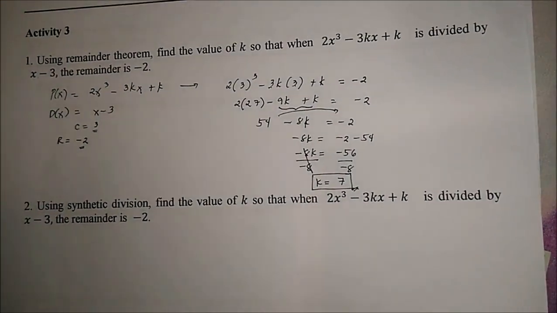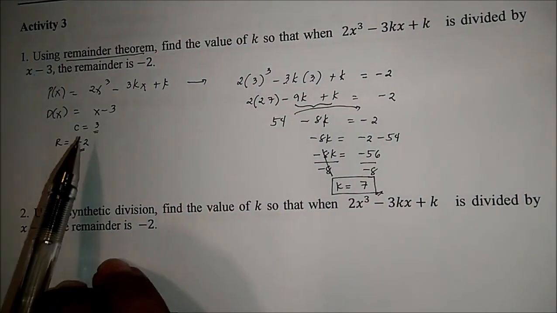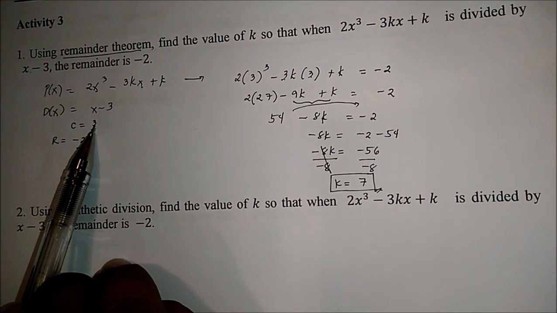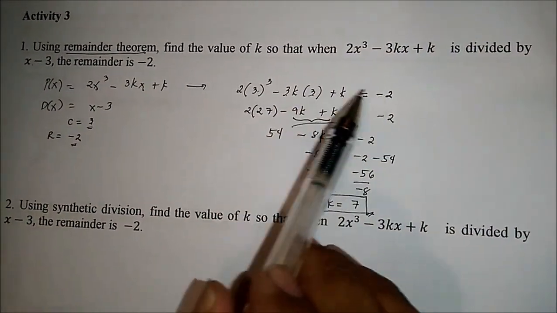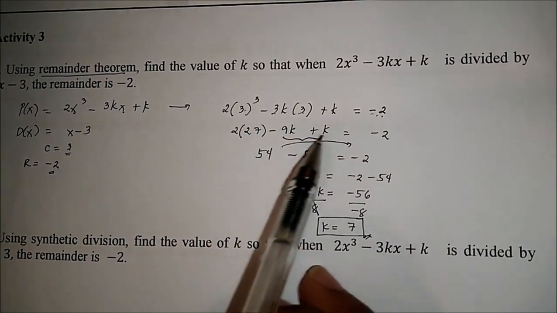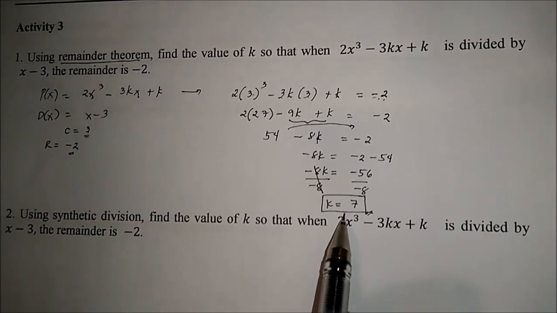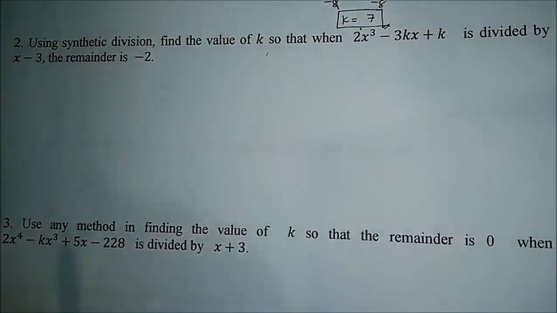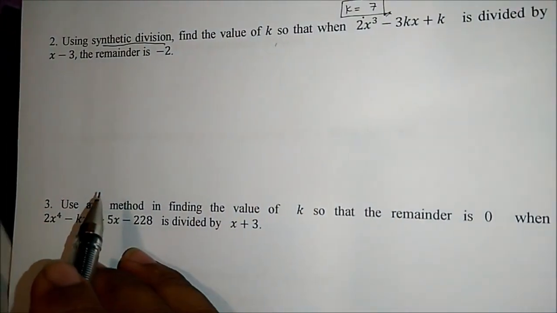That is using remainder theorem. No? So madali lang. So yung c, yung synthetic divisor, sinubstitute lang sa x. And then equate it to the remainder. The remainder is negative 2. Simplify both sides. And then solve for k. So ganun lang. Napaka-simple lang. Now, let's use synthetic division. Diba sa synthetic division, the last term would always be the remainder.